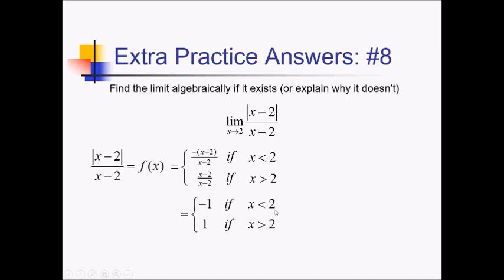So now taking the left and the right side limits, the left side limit is just this before 2 rule, so negative 1. The right side limit at 2 is going to be the after rule, so that's positive 1. And since these limits do not match up, that means the overall two-sided limit at 2 does not exist.